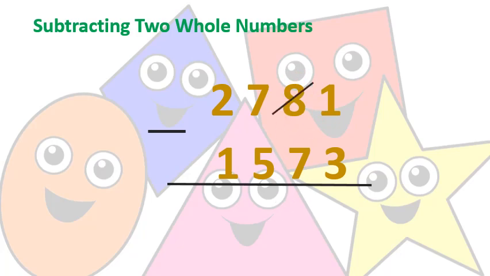So the 8 becomes a 7 and the 1 becomes 11, and 11 minus 3 is 8. Now 7 minus 7 is 0, 7 minus 5 it's 2, and 2 minus 1 it's 1. Then we're going to count 3 places: 1 place, 2 places, 3 places, then we're going to put a comma.